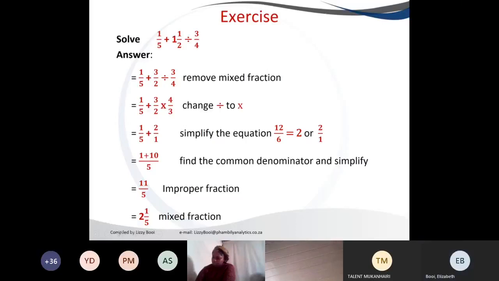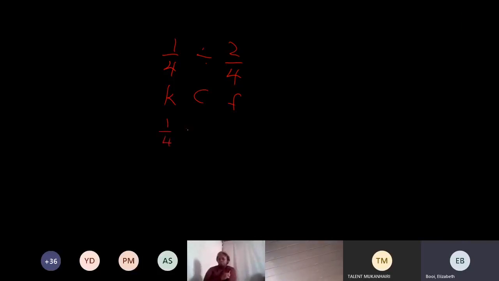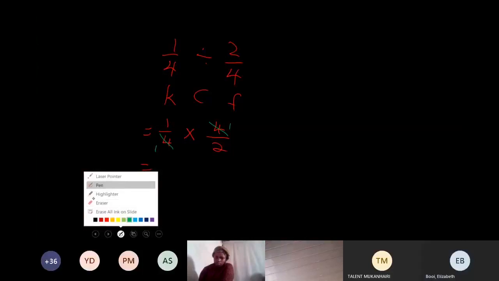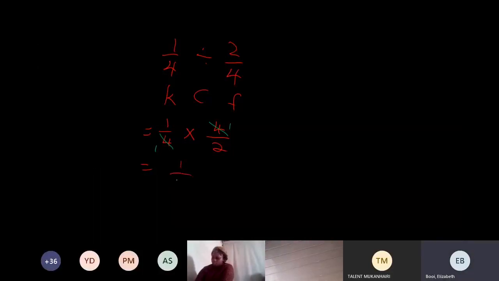Then you can apply the multiplication. Again, 1/4 divided by 2/4. KCF, you remember: keep, change, flip. So 1 over 4, multiply, and we flip to 4 over 2. And we can apply the simplification. 4 can go into 4 and it goes into 4. 1 times 1 is 1. 1 times 2 is 2. And there we go. That's how you simplify the division of fractions.